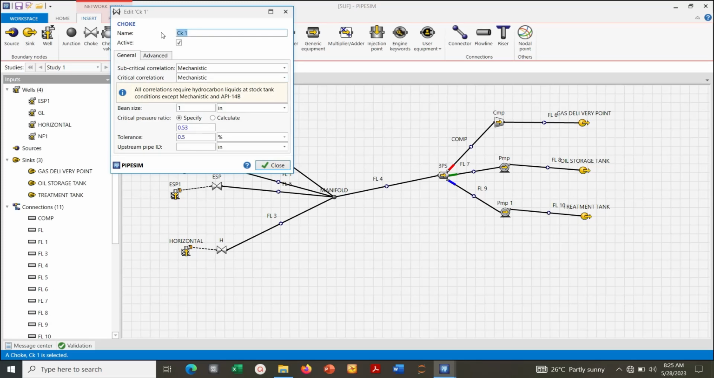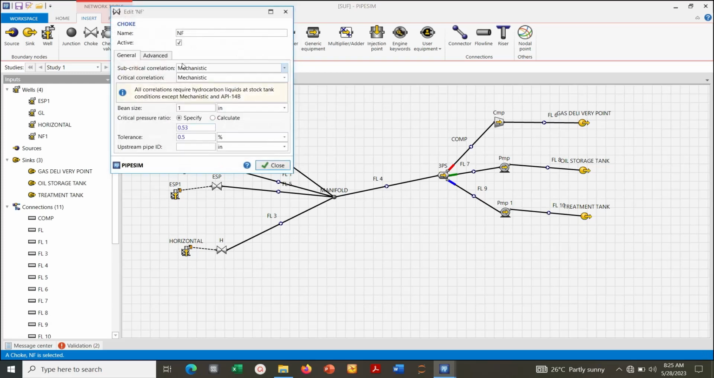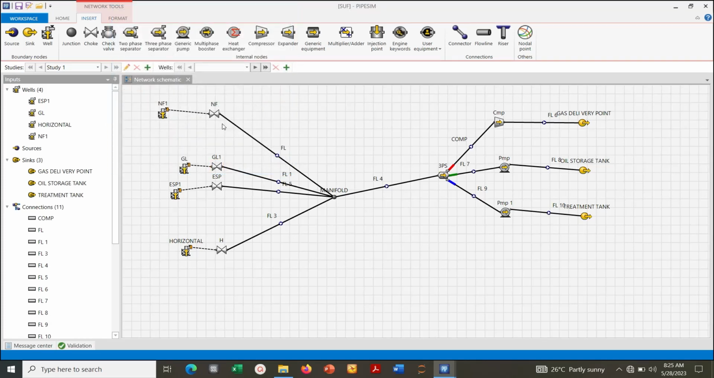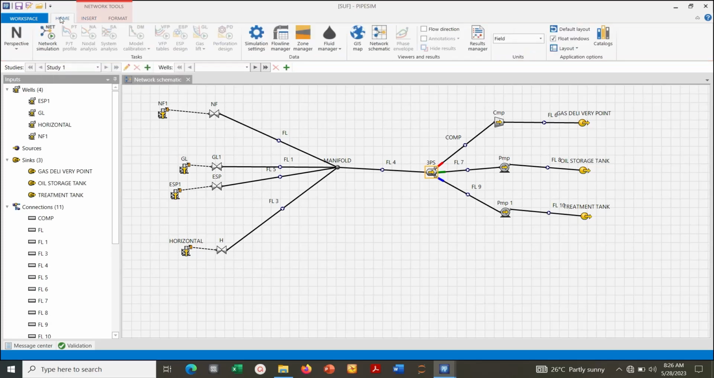And here we have natural flow. Oh wow, this was supposed to be gas lift 1. Alright, everything is fine now. So the next step is to produce our well. Go to home and run nodal and network simulation.